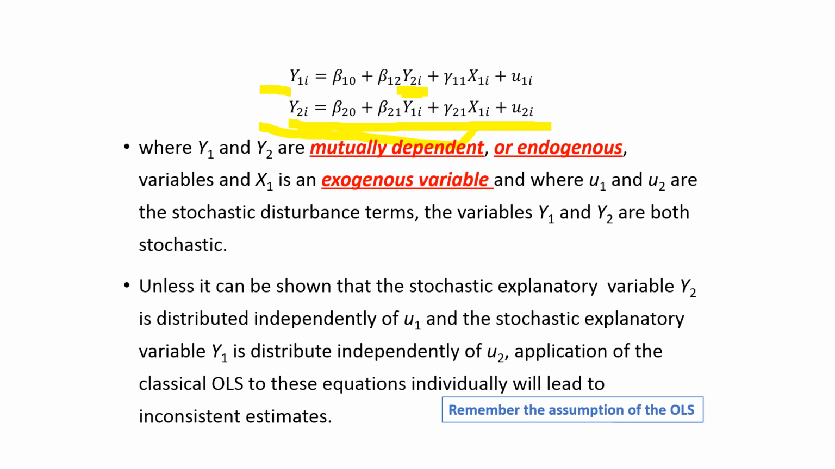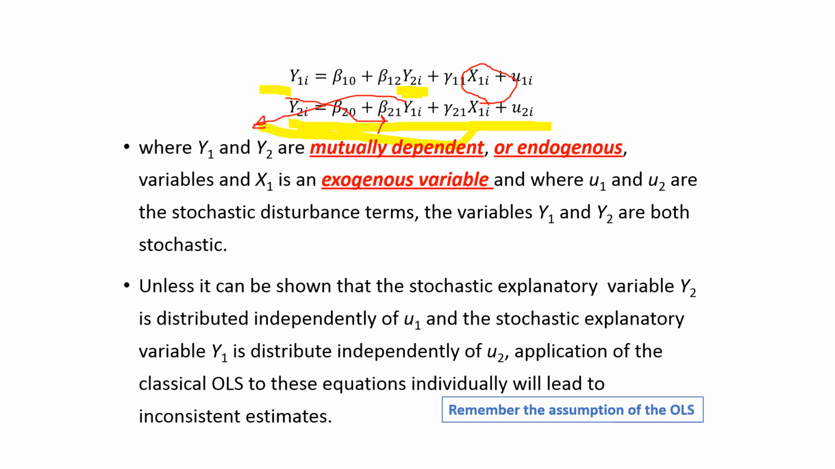In the first equation, y1 is dependent and y2 is the explanatory. Then they switch the places. In the second equation, y2 became the dependent variable and y1 became the explanatory variable. So y1 and y2 in this case are mutually dependent. These y1 and y2 are called endogenous variables, and x1 is called an exogenous variable.